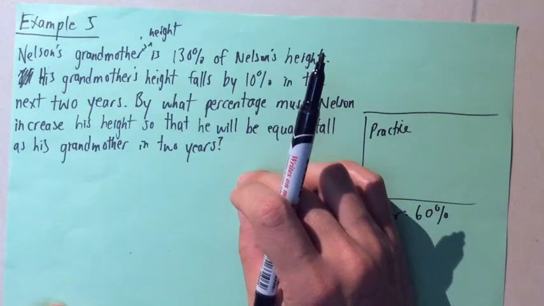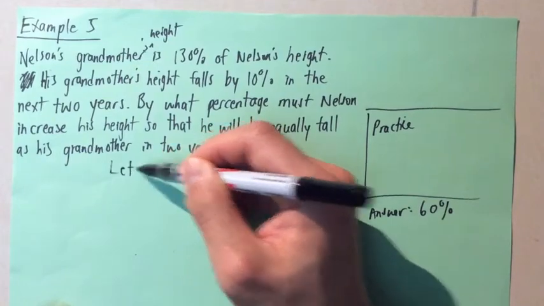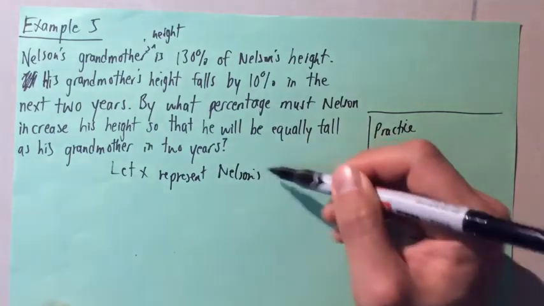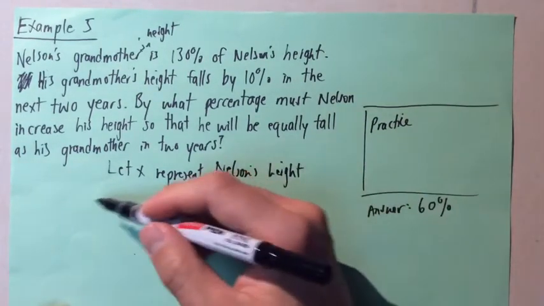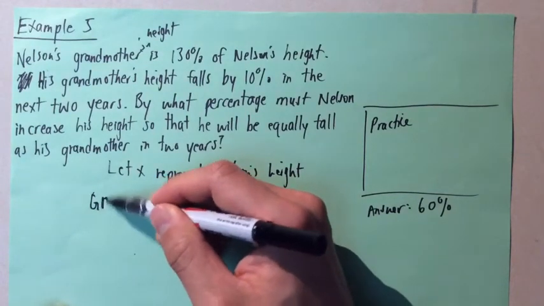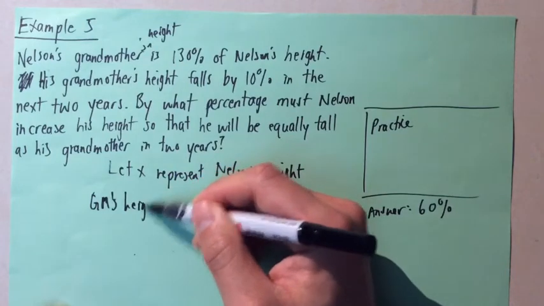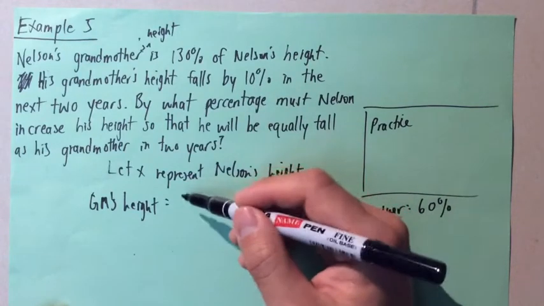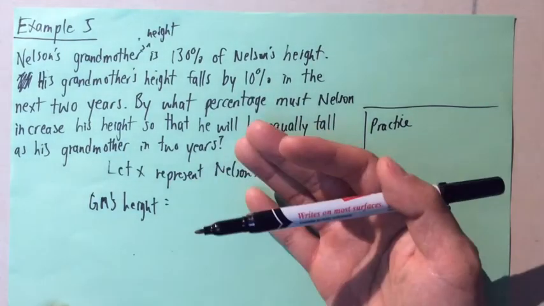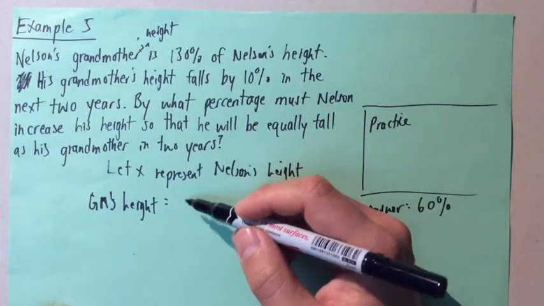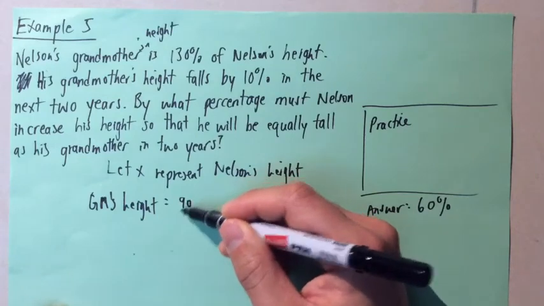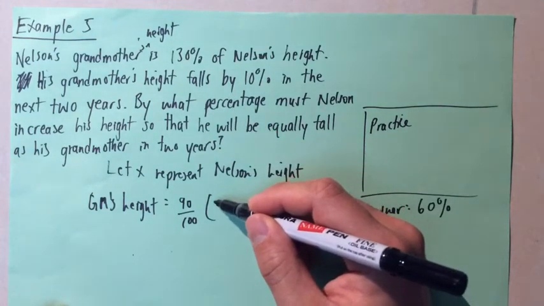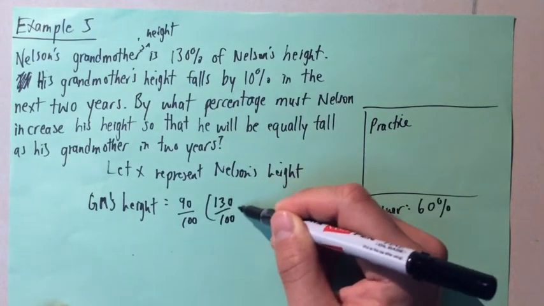We need to have a variable x. So let x represent Nelson's height. So the grandmother's height, we'll just write GM. GM's height in this case would fall by 10%, so it'll be 90% of her current height. So 90%, you can write that as a fraction, times her current height, which would be 130 over 100x.